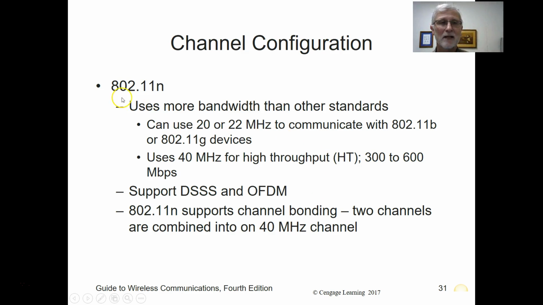So 802.11n uses more bandwidth than other standards, so it can use 20 or 22 megahertz with A or B or G, but if it uses 40 megahertz, now I can get up to these 300 to 600. And like I said, I don't know if I ever saw one on the market commercially at 600. I think the highest one I purchased was probably at the 300. It supports different types of modulation techniques, but it also supports something called channel bonding, where 2 channels are combined. So I got 2 20s combined into a 40.